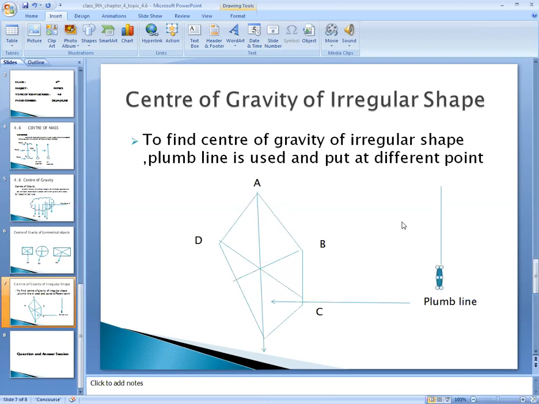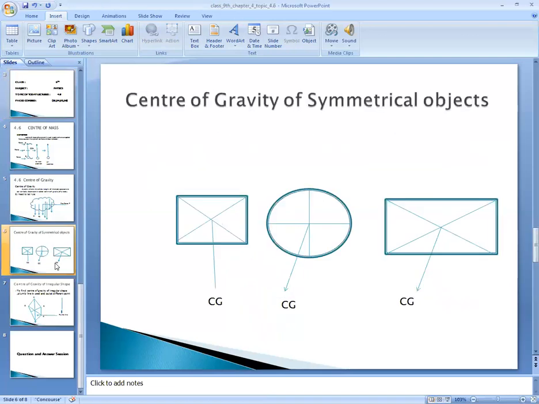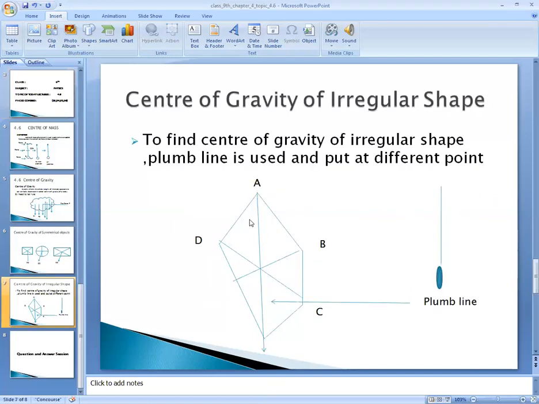This is actually the physical shape you can see in your laboratory, or you can type it on Google. You will see the physical shape of the plumb line. Why do we use this plumb line? In order to find the center of gravity of an irregular shape. Suppose this is the irregular shape. Why am I saying these are regular shapes, but this is my irregular shape? Because there are so many points, 1, 2, and this shape is not regularly symmetrical.